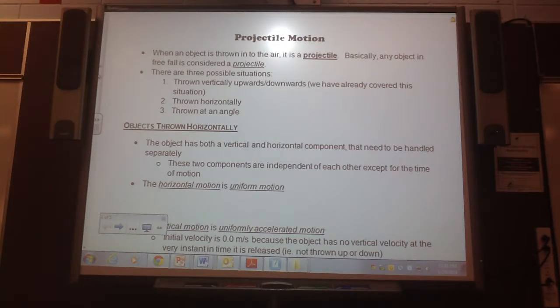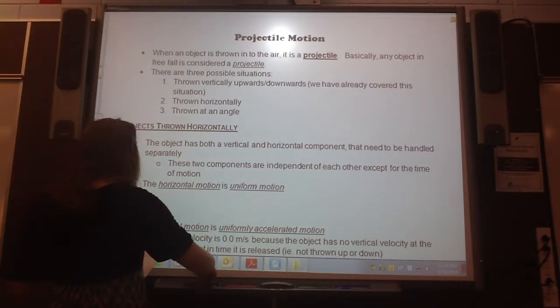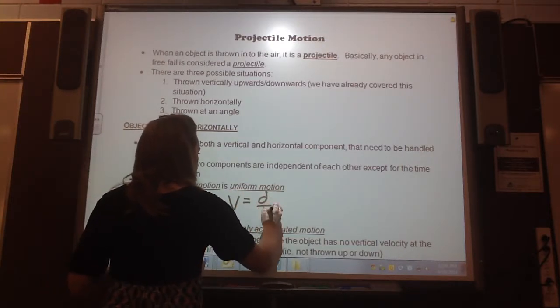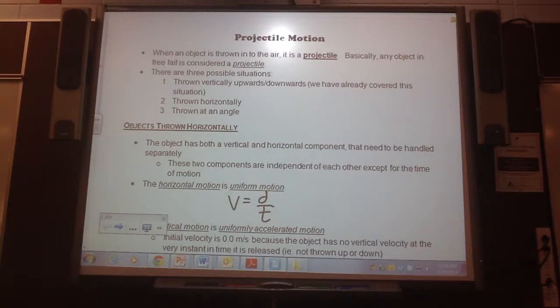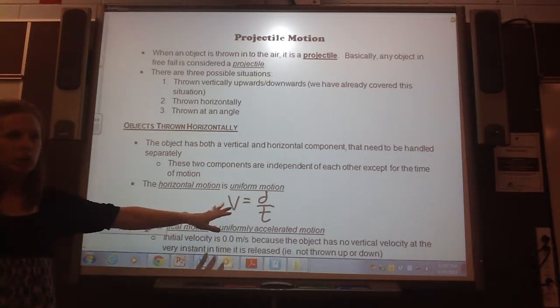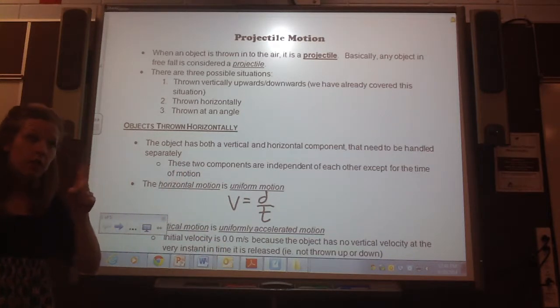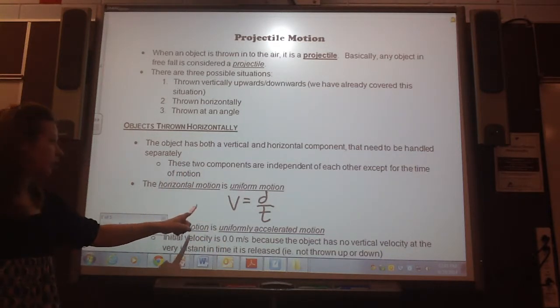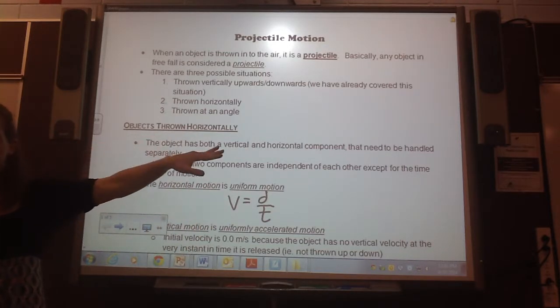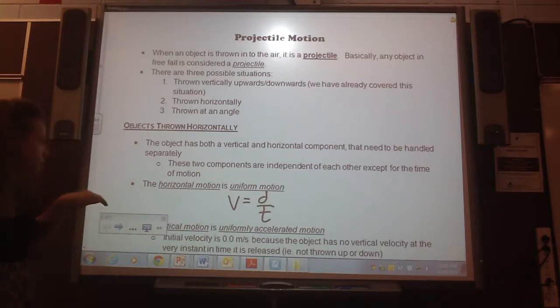These two components are independent of each other except for the time of motion. The horizontal motion is uniform motion, therefore we can use v equals d over t. So before we said, okay, we are steering clear of this formula because when we're dealing with acceleration we don't use this, but for these questions we do use it because horizontal motion is uniform, we can use this formula again.